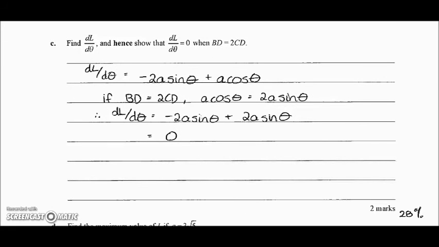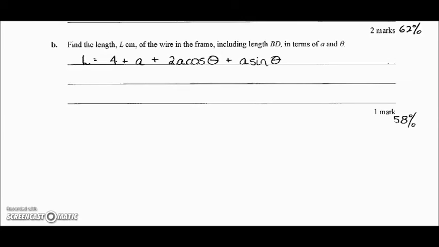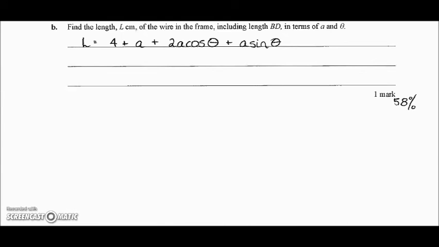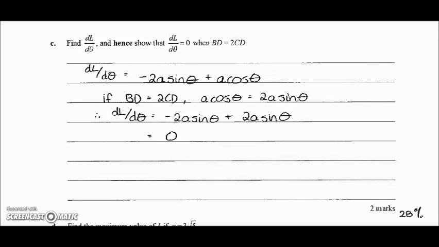Find dL d theta and hence show that dL d theta equals 0 when BD equals 2CD. Alright, so we'll start by differentiating. So if I differentiate L, the 4 will disappear, the A will disappear, 2A cos theta will become negative 2A sine theta, and A sine theta will become A cos theta. Okay, so there you have your differentiated function.